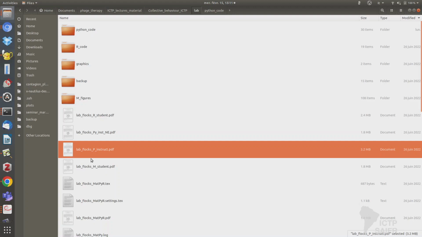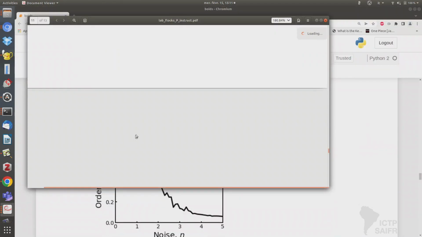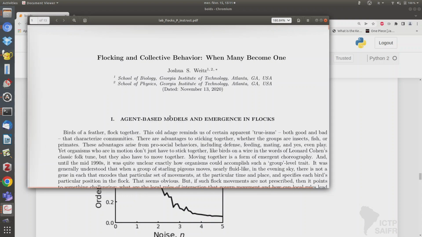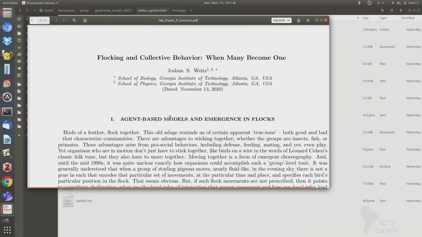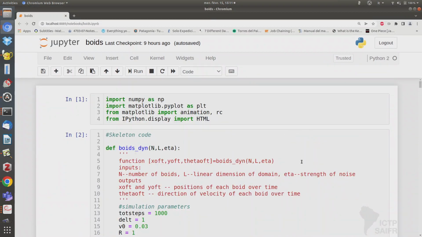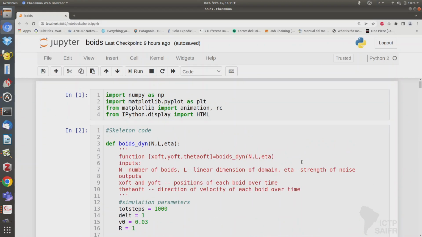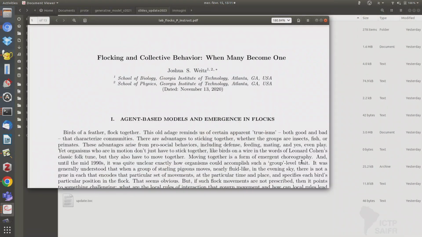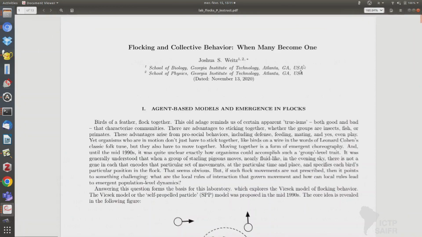So did you find the handouts? Okay, great. So I'm going to actually pull up the instructor version here, and in a few minutes I will actually upload the solutions so that if you're stuck with some bug you can check them out. But let me briefly go through the concept, okay?